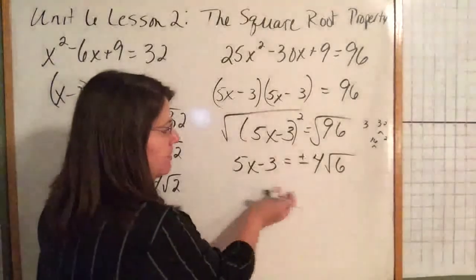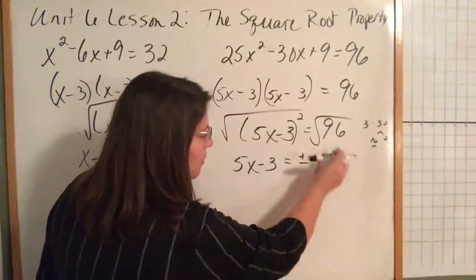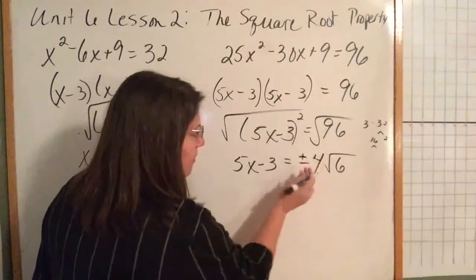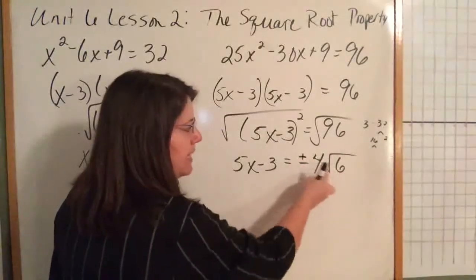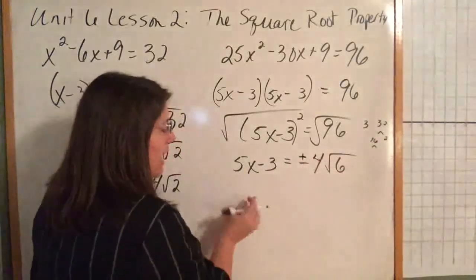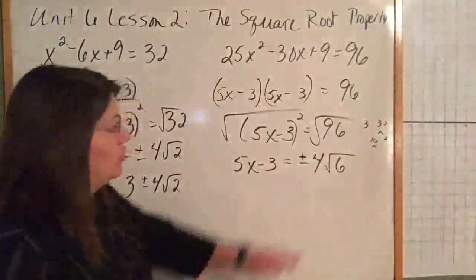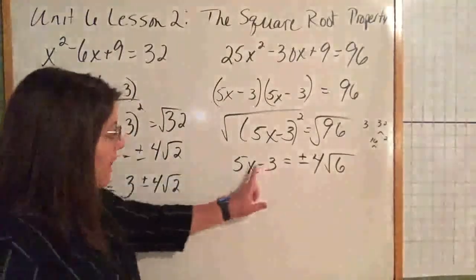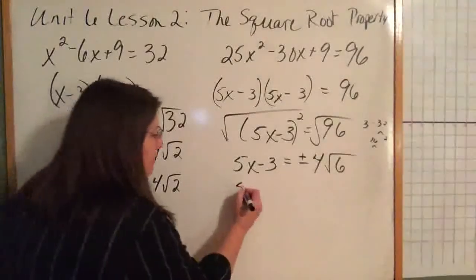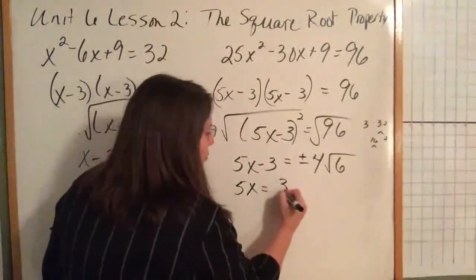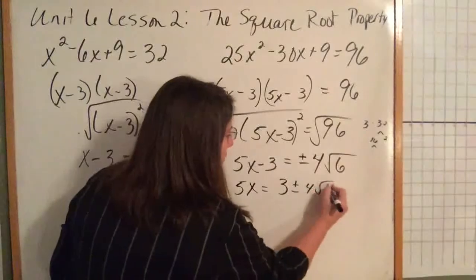So in order to do this, I do not have to set up 2 separate equations here. I know that I have a plus minus. I know it's going to be an irrational number, but that's okay. I'm just going to solve this for x like I normally would if that was just one number over here. So I'm going to add 3 to the other side. So I have 5x equals 3 plus or minus 4 square root of 6.